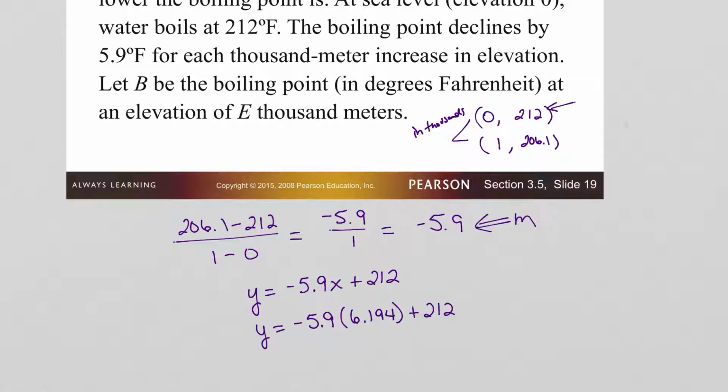So on my calculator I'm typing in negative 5.9 times 6.194 plus 212, and I get approximately y is equal to 175, I'm going to use the squigglies instead, degrees Fahrenheit. So that's approximately where water boils at the top of Mount McKinley.